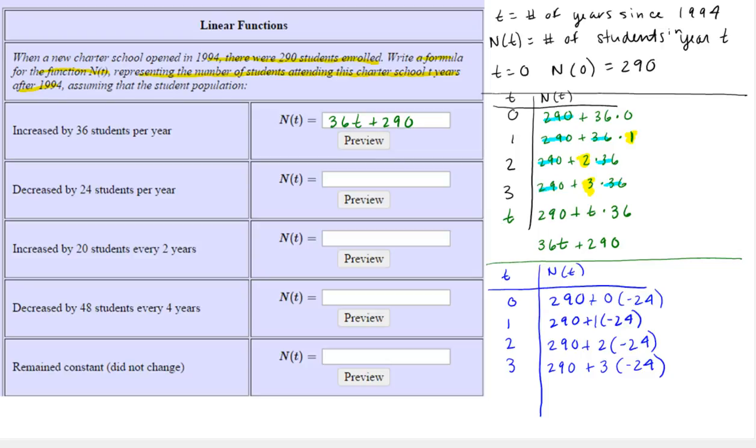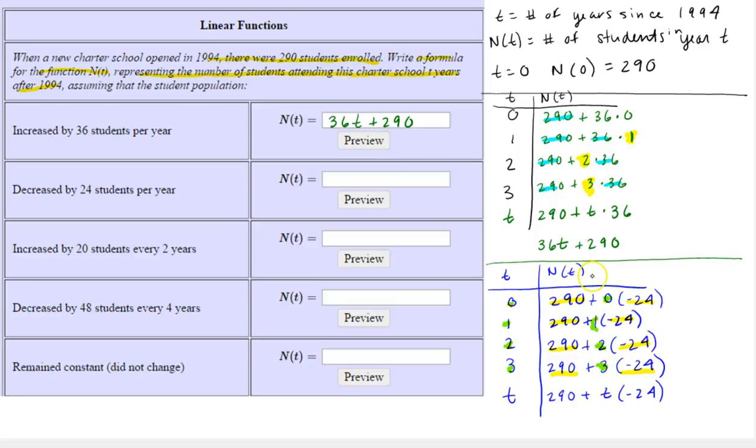And now let's see what's fixed and what varies. So every single time we have 290. Every single time we have the negative 24. And what's changing is this value, 0, 1, 2, 3, which directly corresponds with the year. So our generic formula for t years would be 290 plus t times negative 24.